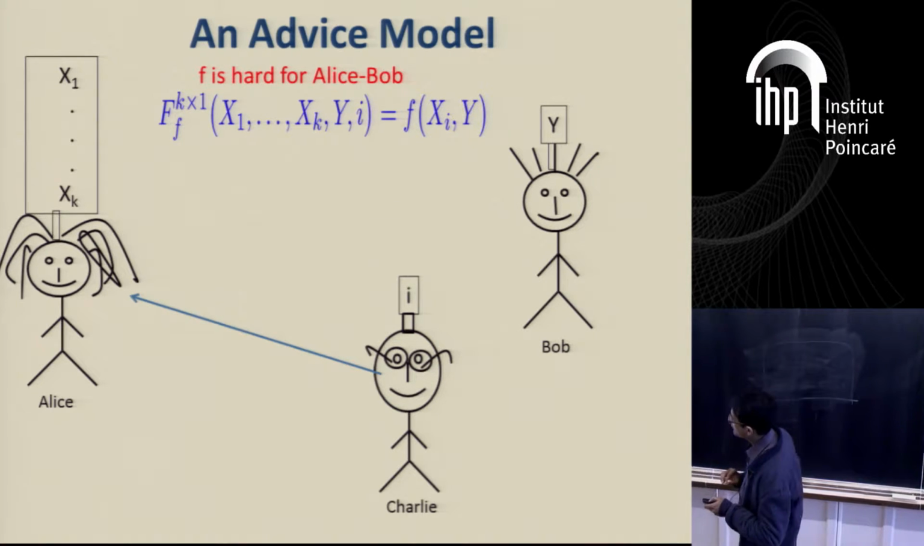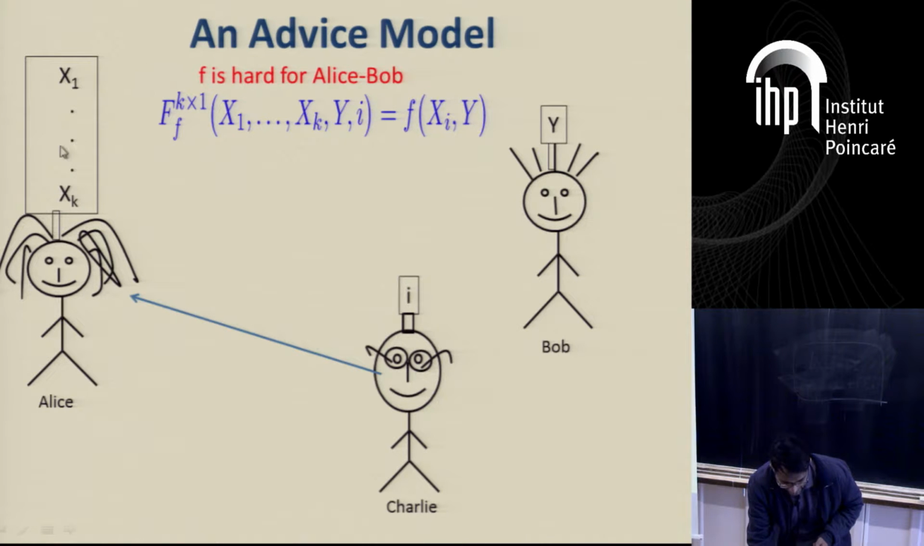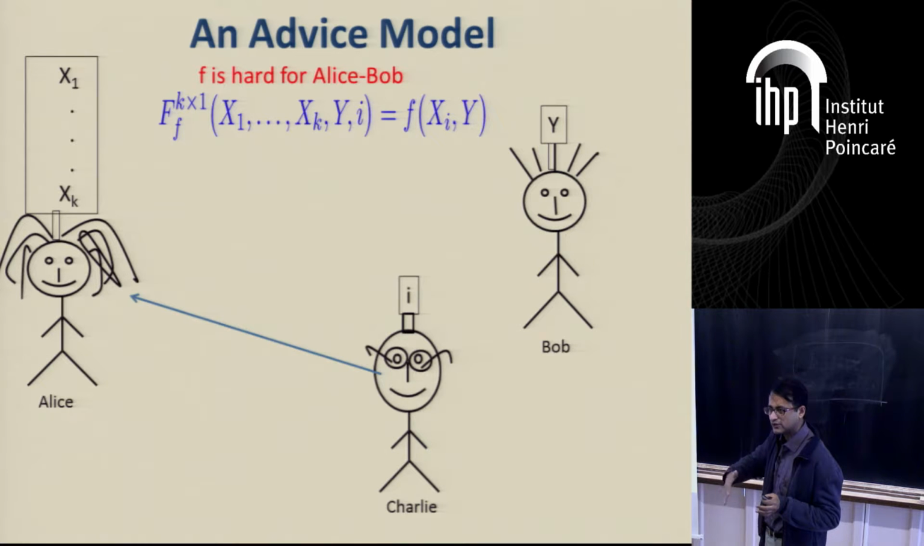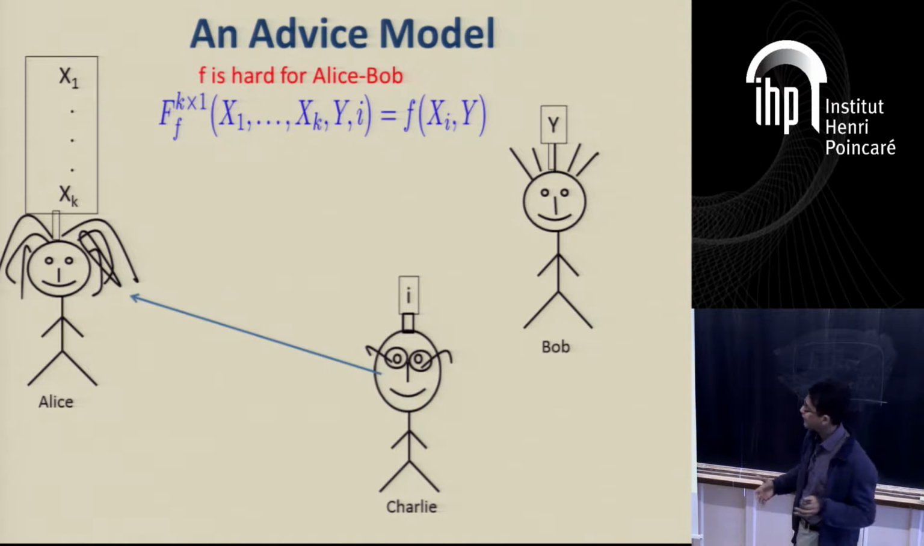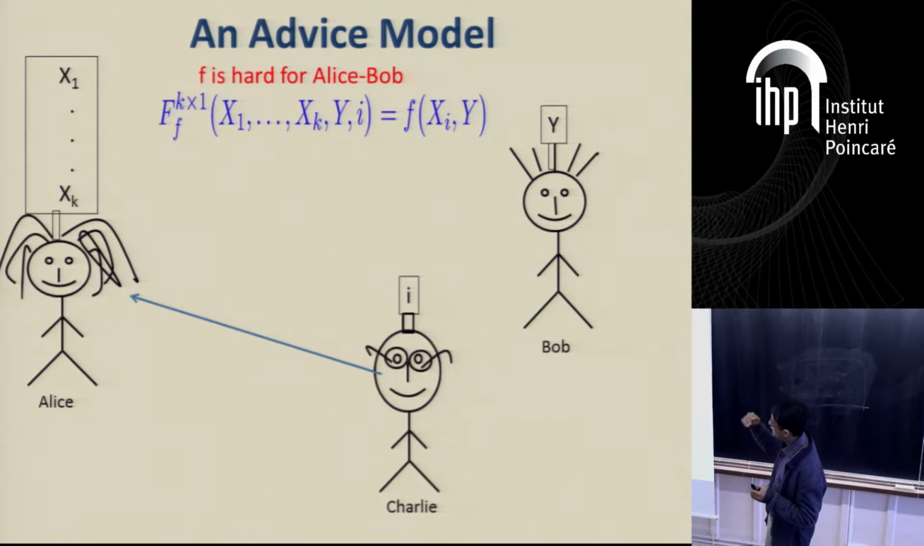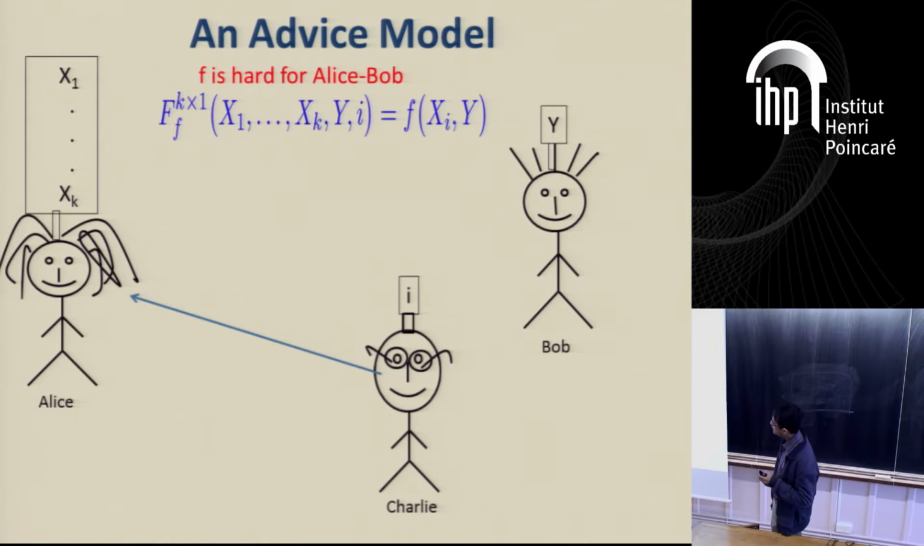Why is he going to give this advice to Alice? Because if you think about it, Alice has the largest information sort of missing, because x1 through xk, which is about k times n bits, is on Alice's forehead. This is what she does not see. Okay? So Charlie is supposed to send a private advice to Alice, so that, given that advice, suddenly the hard problem becomes easy.